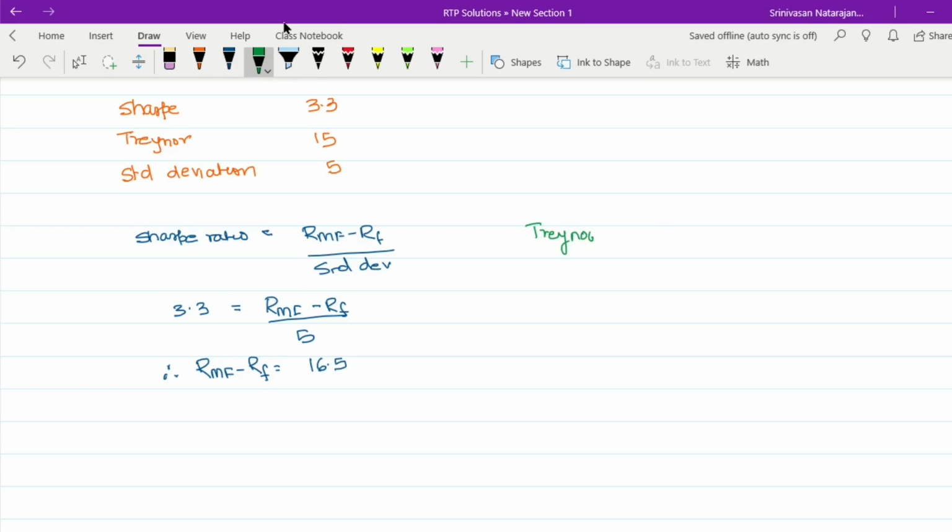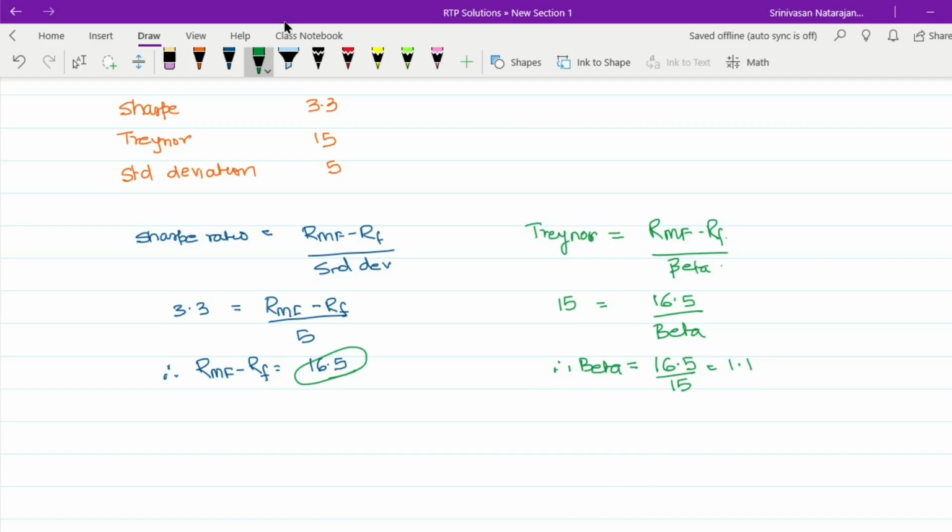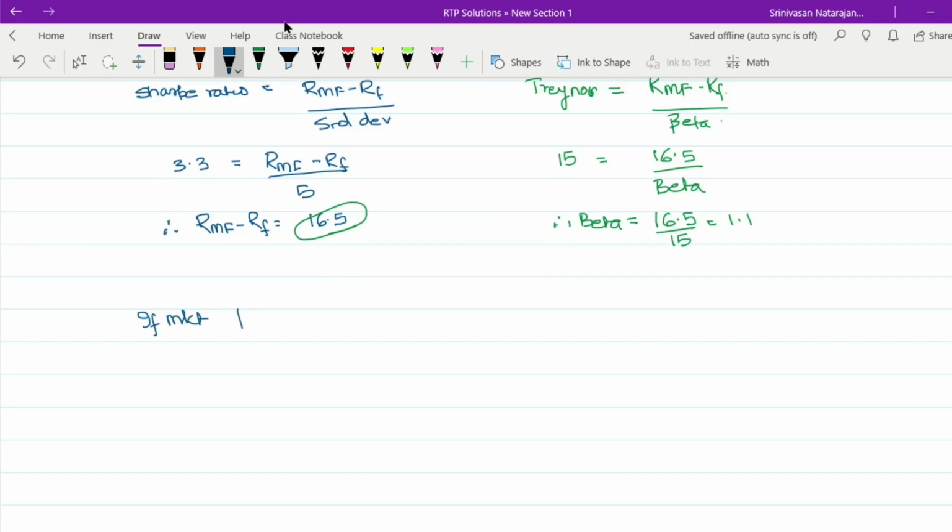Now Treynor's ratio is given as (return of mutual fund minus risk free) whole thing upon beta. And Treynor's they have given as 15. We know the return of mutual fund minus risk free is 16.5, which we found out here. Whole thing upon beta. Therefore, beta is equal to 16.5 upon 15, which gives us 1.1. So now we know the beta of the fund. If market goes down by 1%, stock will go down by 1.1%. That is what beta tells you.